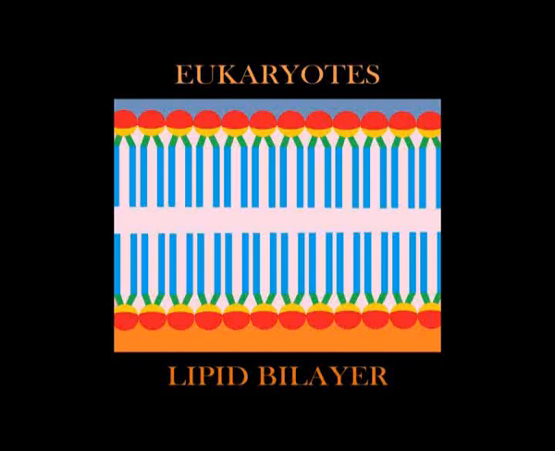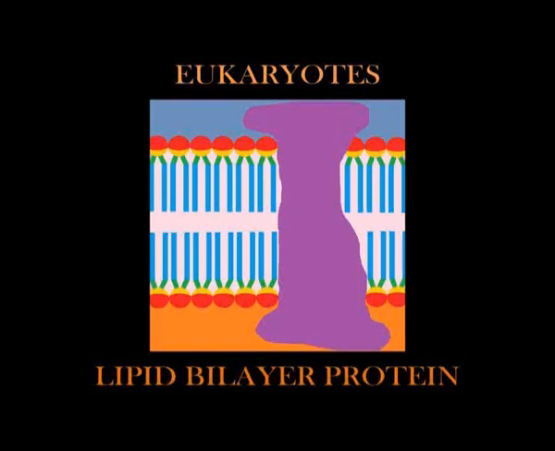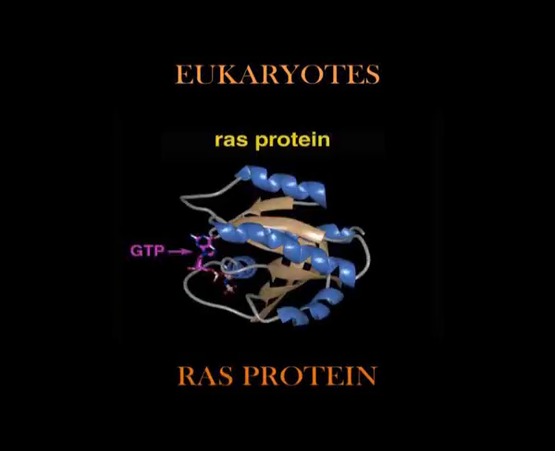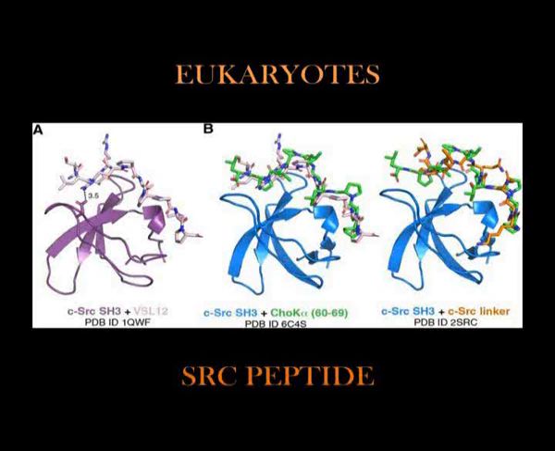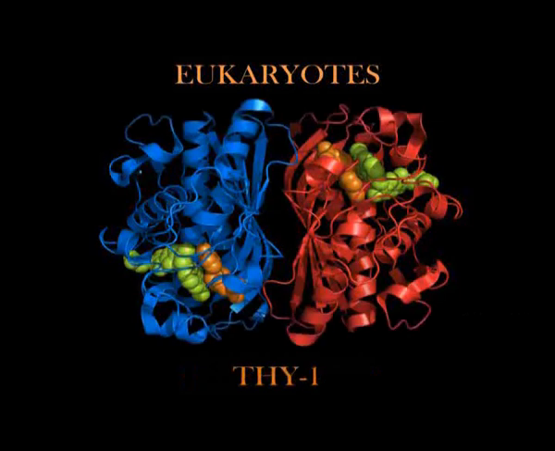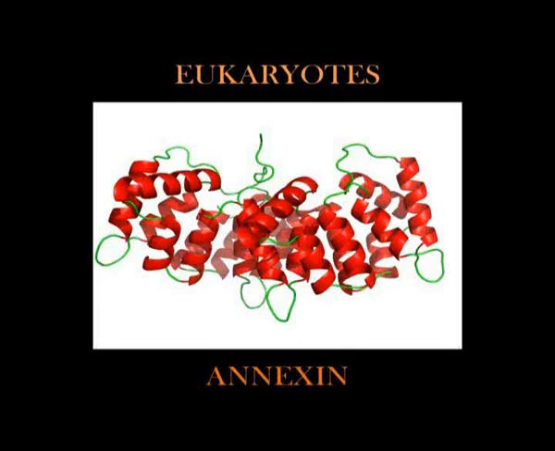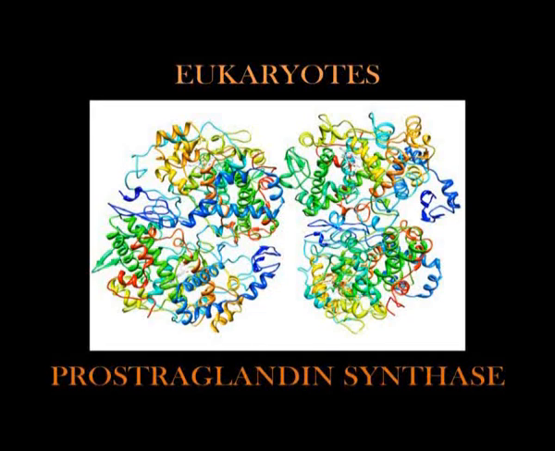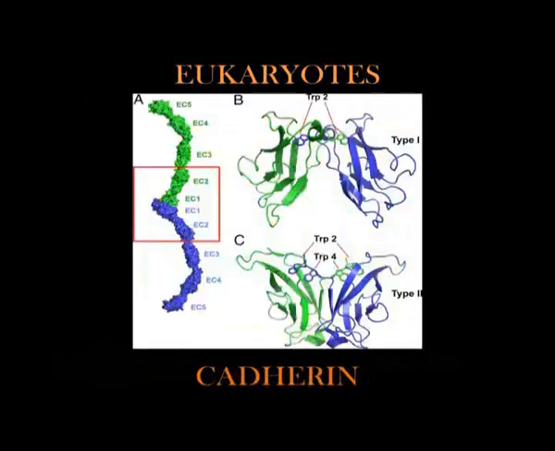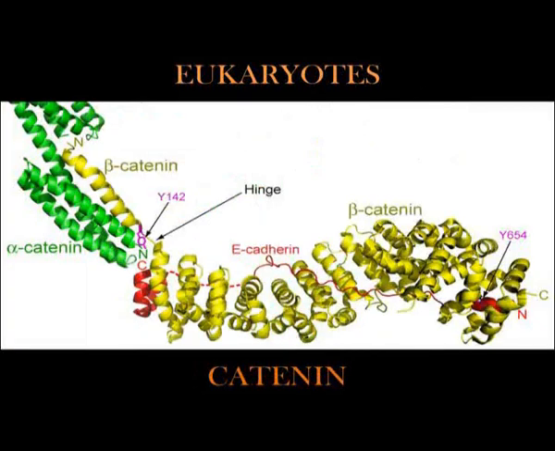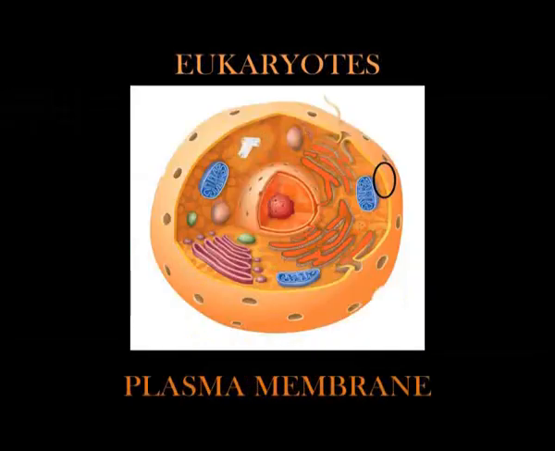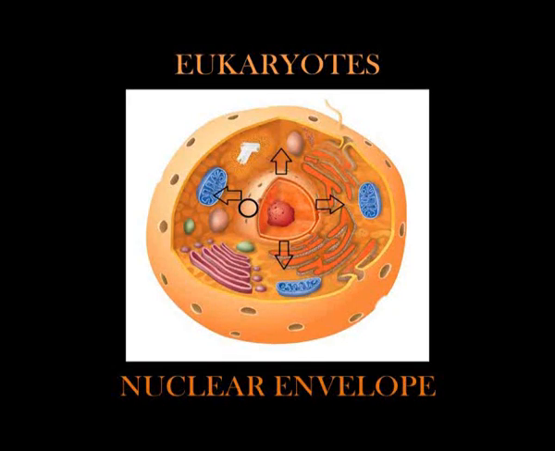In addition, there are some associated proteins that help the plasma membrane do its work, like RAS, SRC peptide, Ty1, annexin, prostaglandin synthase, cadherin, and catenin. The function of the plasma membrane is to control entry and exit of substances in and out of the cell. It's made from three types.